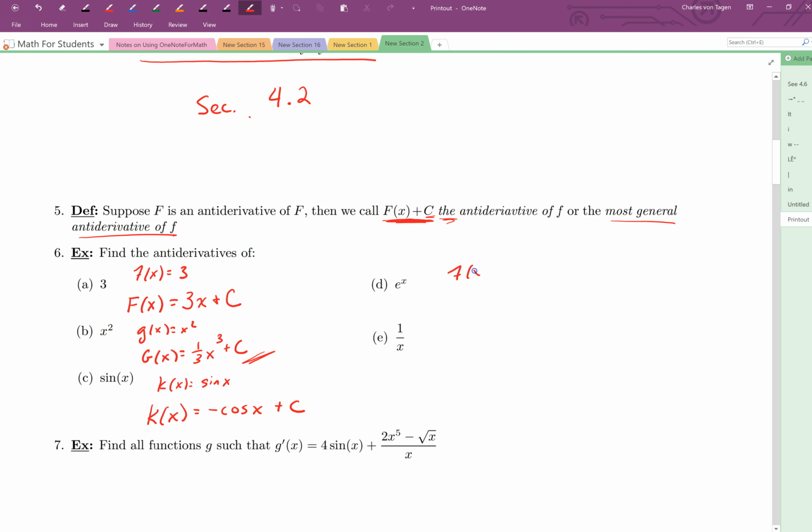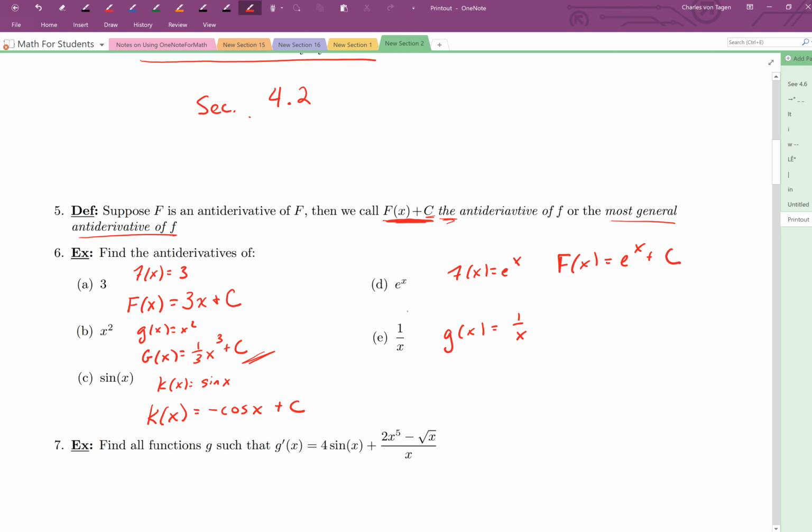Okay. Here's a nice one. If I give you the function f of x equals e to the x, what's its antiderivative? Well, it's capital F of x equals e to the x plus c. Okay. What if I gave you the function g of x is equal to 1 over x? What function has 1 over x as its derivative?